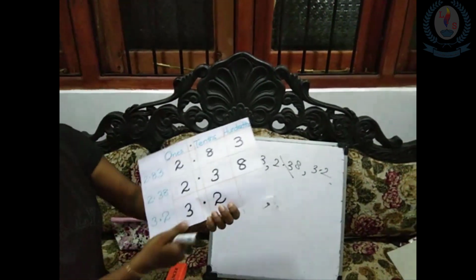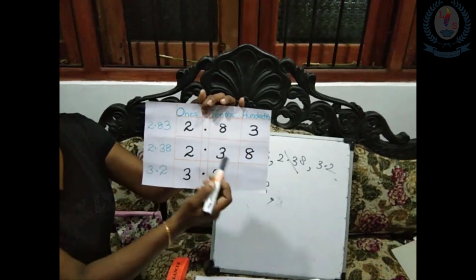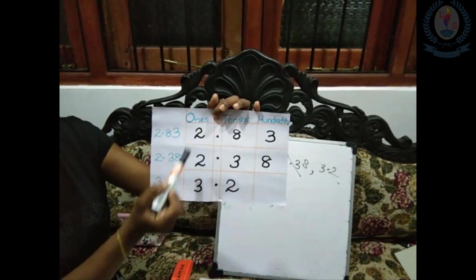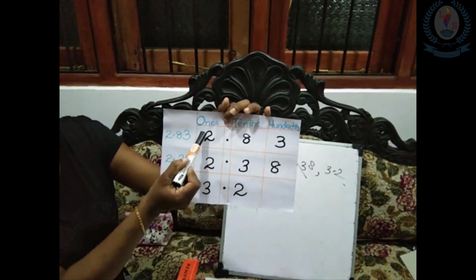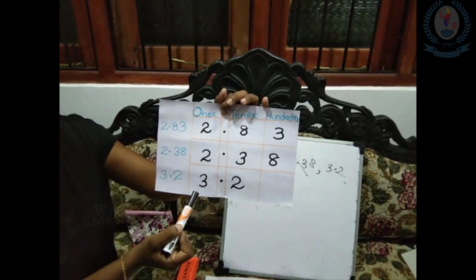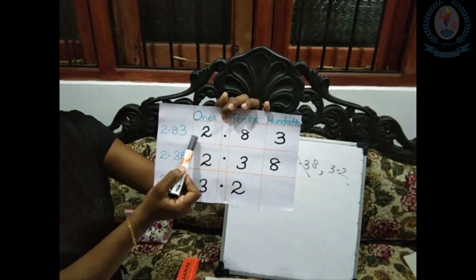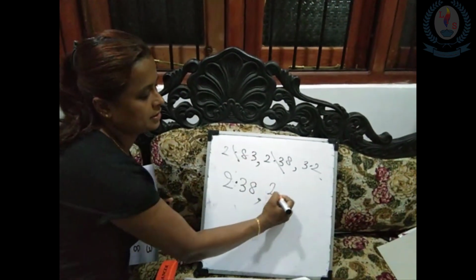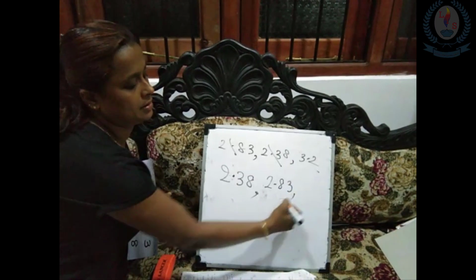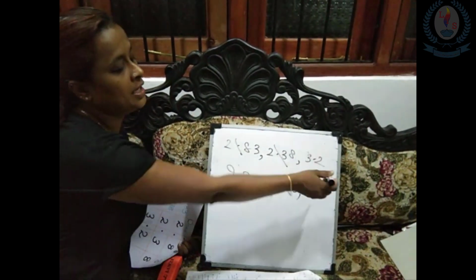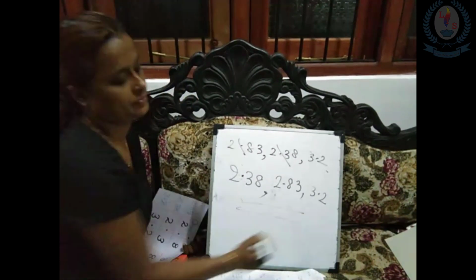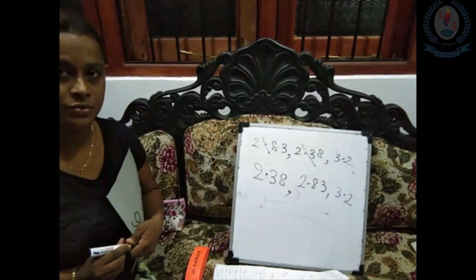Now we selected this. Let's select from these. We can compare it with the ones place: 2 ones, 3 ones. This is smaller, so the next smaller number is 2.83. So the remaining number is the greatest number, 3.2. I think it's clear to all of you.